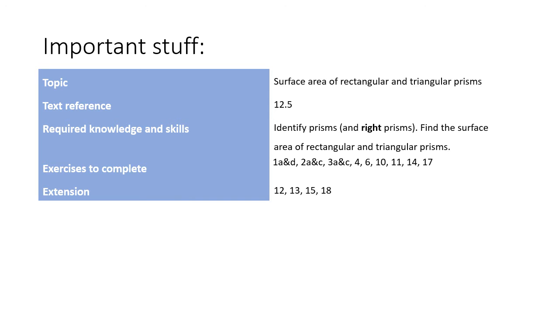Okay, so the important stuff. What are we learning about? Surface area of rectangular and triangular prisms. In the text you'll find this in 12.5.